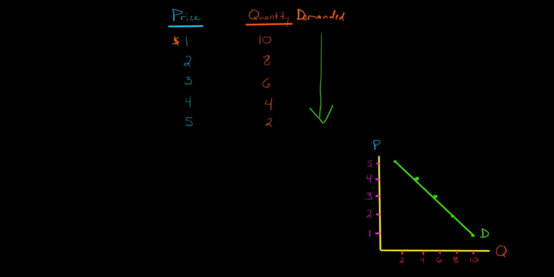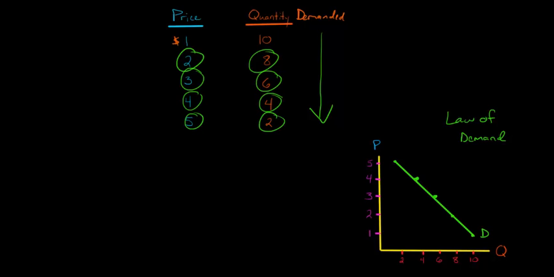And what does that reflect? That reflects our law of demand. As the price of this good, in this case chocolate bars, increases from 1 to 2 to 3 to 4 to 5, you are demanding less and less. You are willing to buy fewer and fewer chocolate bars. So that's the law of demand.